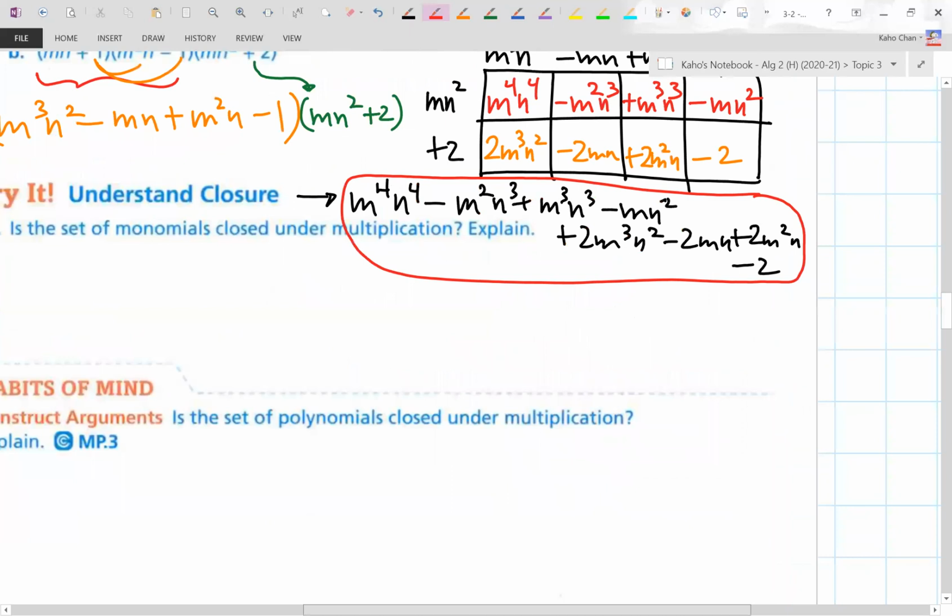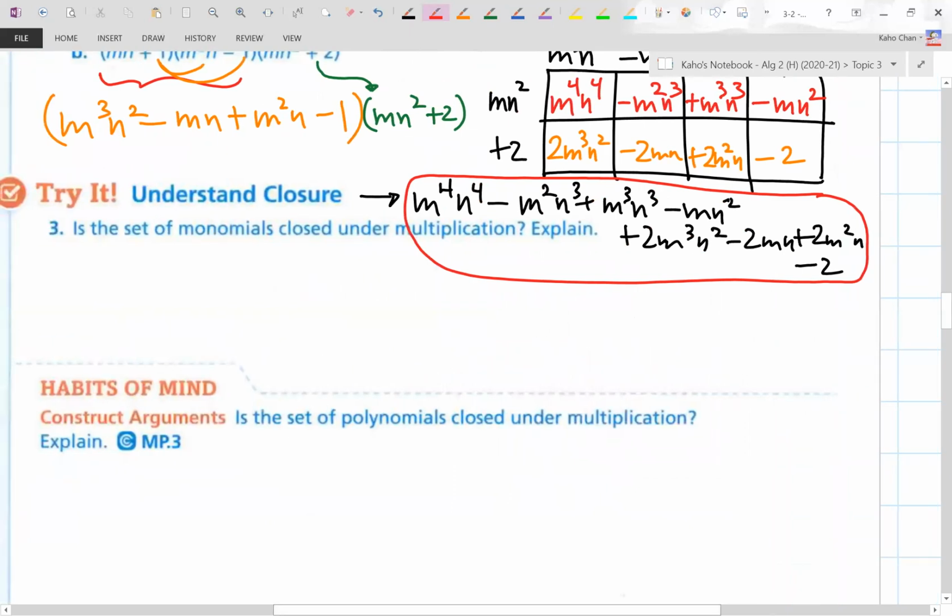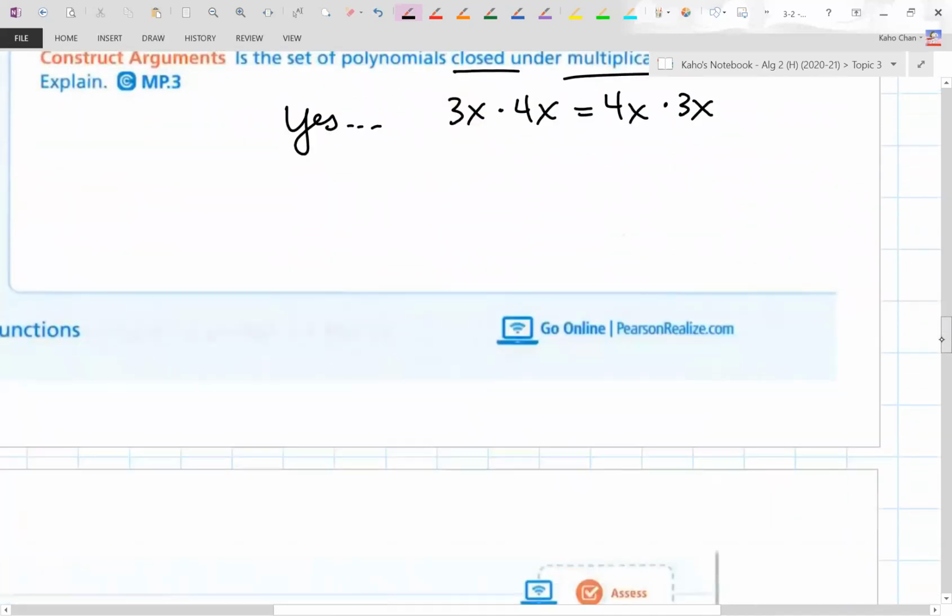All right. Is the set of polynomials closed under multiplication? Yeah, it is. I mean, 3x times 4x will give you the same answer as 4x times 3x. Order doesn't matter here. Next page.